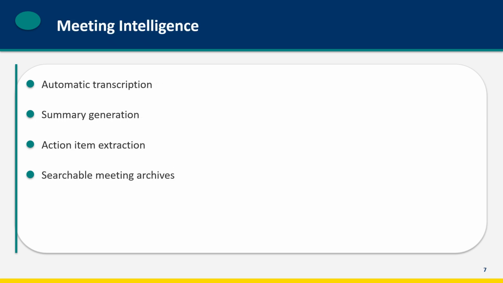AI-powered meeting tools transcribe automatically. You no longer need a dedicated note-taker. Summary generation creates concise meeting recaps from lengthy discussions. Action item extraction identifies commitments made during the meeting and who made them. Searchable archives let you find what was discussed in any meeting. These tools save hours weekly on meeting documentation while improving accuracy.